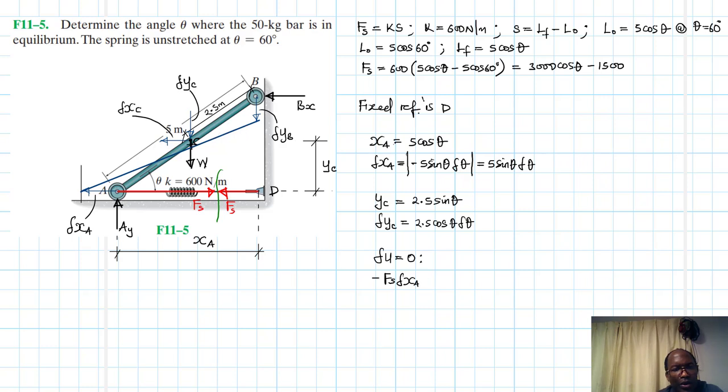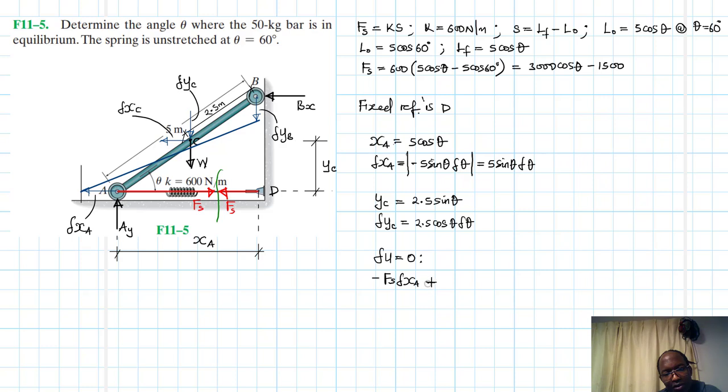And then, of course, maybe somebody may be asking, what about AY? AY, we don't have any displacement in the vertical direction at A. Therefore, AY will not cause any virtual work. So let's move to C. To C, we have W, and we also have the virtual displacement del YC, and they are in the same direction.